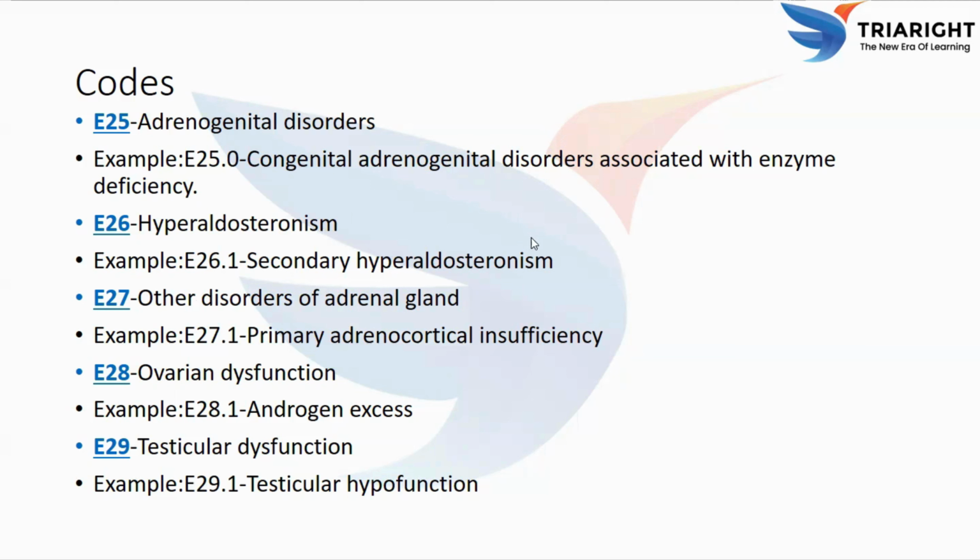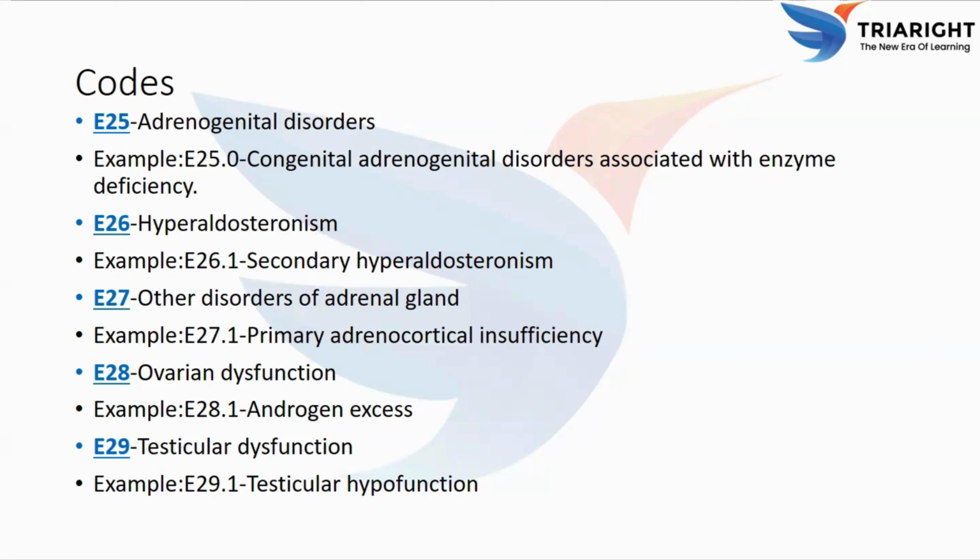So what is the example? E26.1 is the code for secondary hyperaldosteronism. Whenever secondary is mentioned, you can understand that it is caused by another condition. It is not the primary cause. It is always a side effect of the previous or related condition. So this is caused by another condition like kidney disease or heart failure that overstimulates aldosterone production.